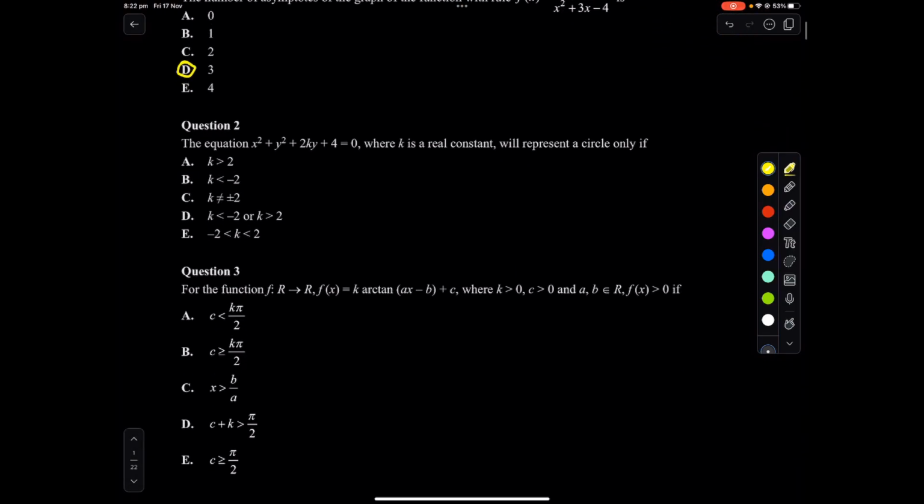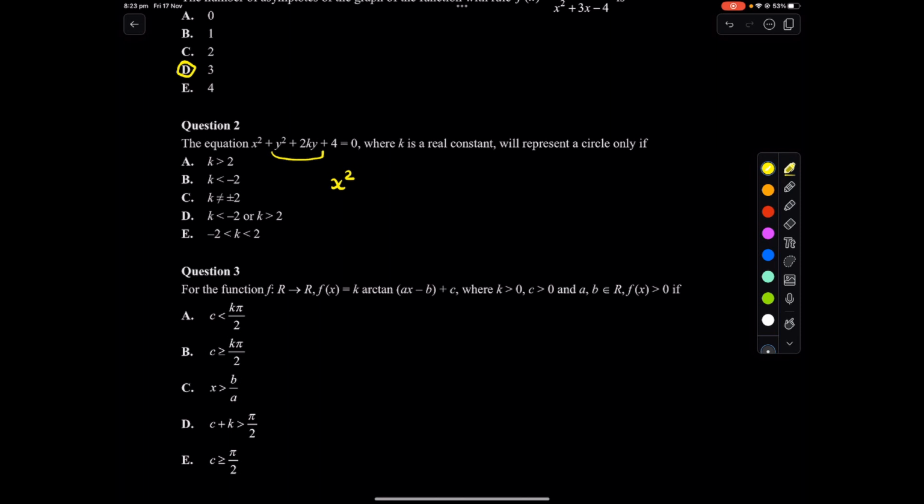Question 2. The equation x squared plus y squared plus 2ky plus 4 equals 0, where k is a real constant, will represent a circle only if what? I don't like this equation because it's not as simple to understand as a circle. For example, it's not like x squared plus y squared equals r squared, where r is the radius. So let's transform this into that kind of notation. We'll keep the x squared there.